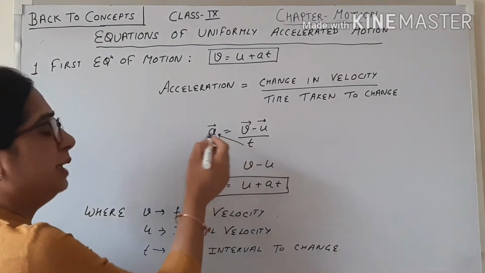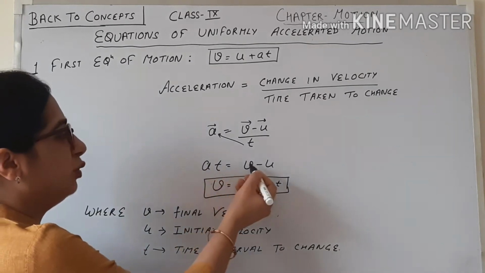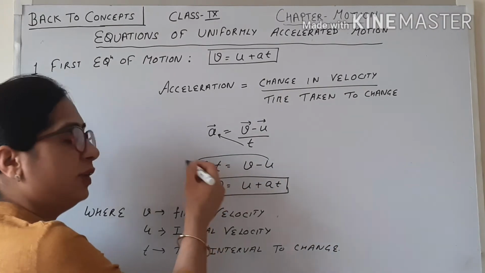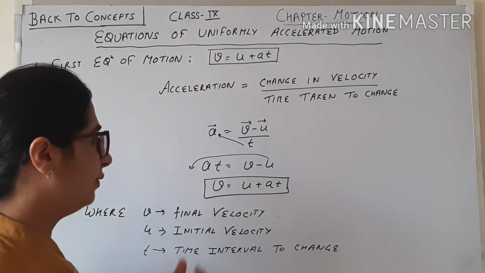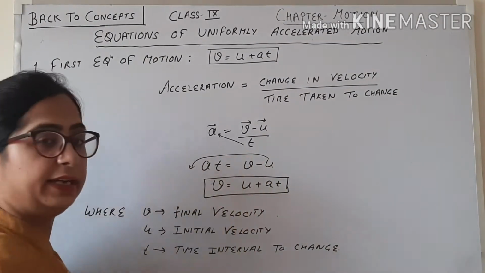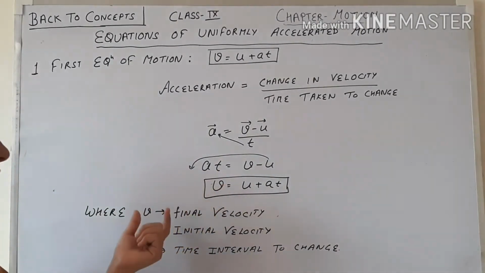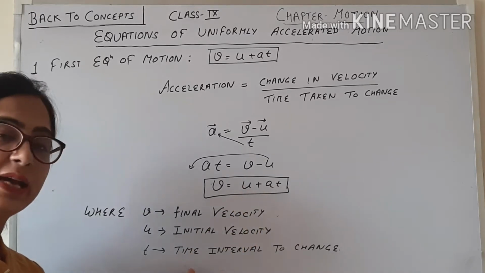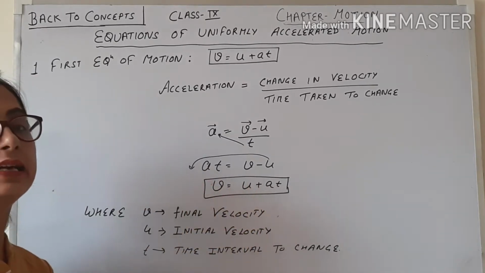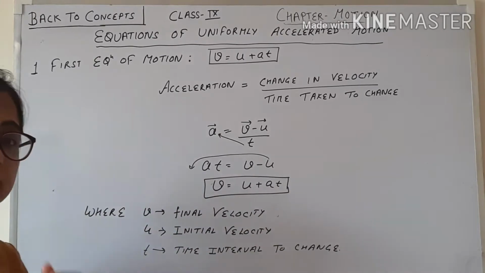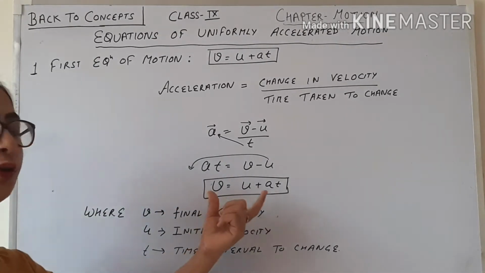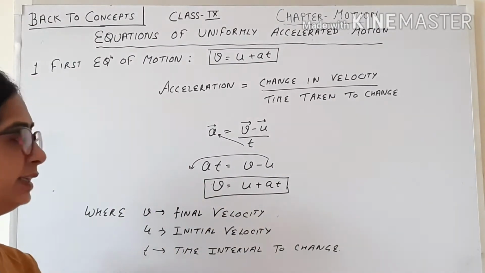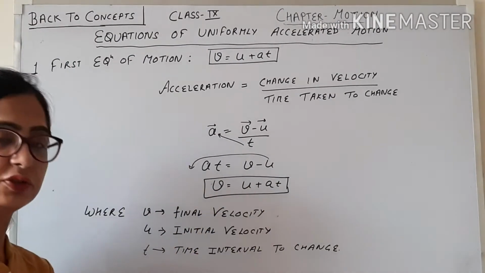If we cross multiply this, we get at is equal to v minus u, and in the third step u will come here and become positive. So v is equal to u plus at. We know that v is the final velocity, u is the initial velocity, t is the time interval, and a is the acceleration. If in some numerical there are four quantities related to each other in this equation, and we have to find one of them, we will use this equation of motion.